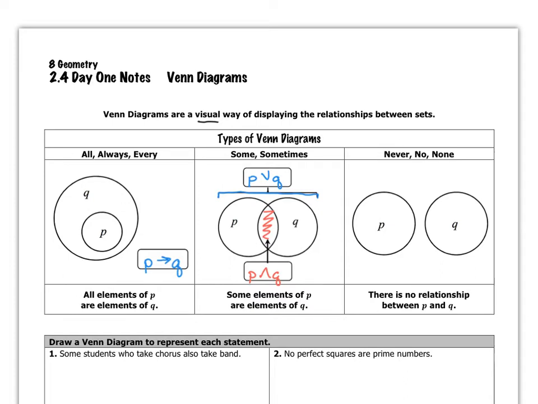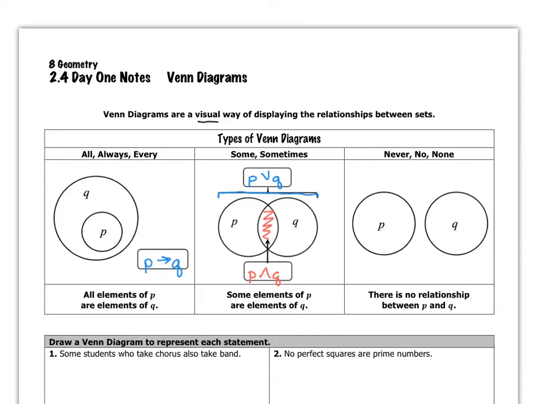Finally, we have the never situation for Venn diagrams, and this is two separate circles where there is no overlap whatsoever. And that just means that if you're a part of P, you're never a part of Q, and vice versa. Going back to the number families, this would be a good example for rational and irrational numbers. If you are a rational number, you are not irrational, and vice versa. You can't be rational and irrational at the same time. They're opposites of each other, so that's an example of a never Venn diagram situation.